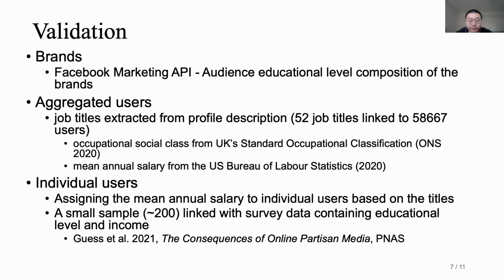With the job titles, we can do an aggregated level validation, basically exploring the association between the mean estimated SES for each job title and the class and the salary. Of course, we can also assign the mean annual salary to individual users based on their job titles. That contributes to one source of our individual level validation.